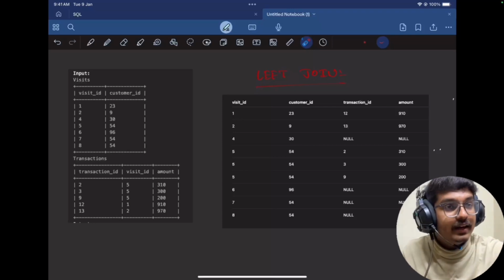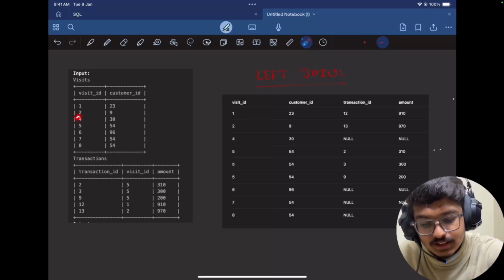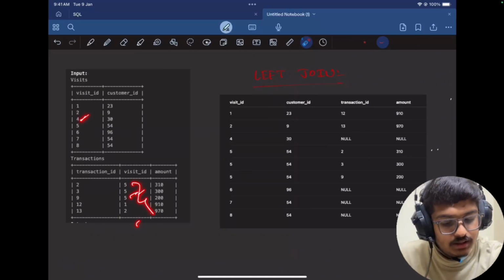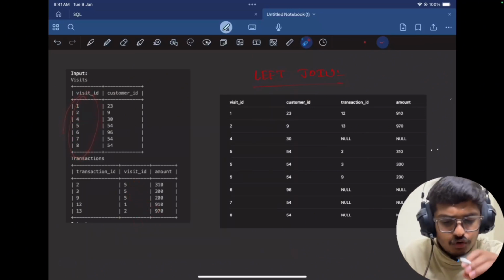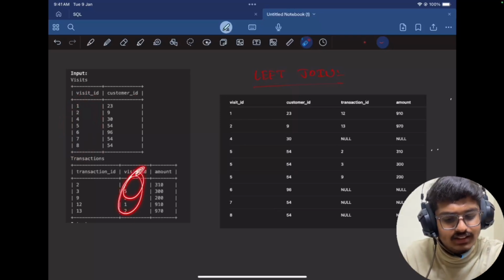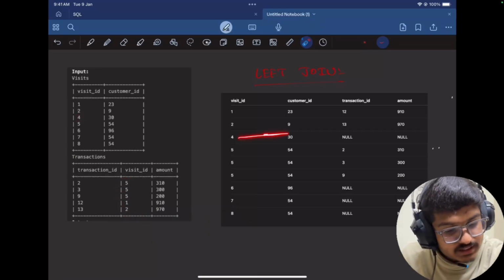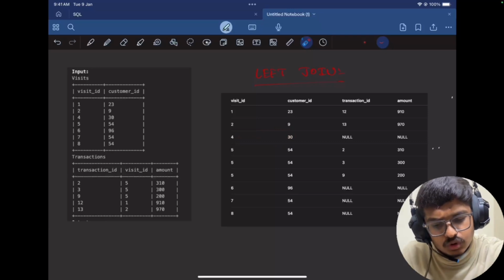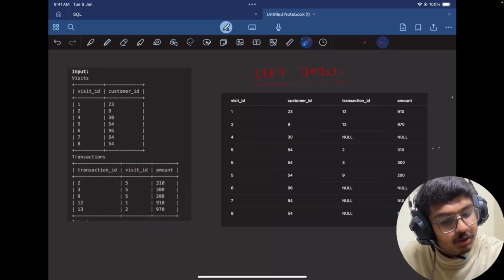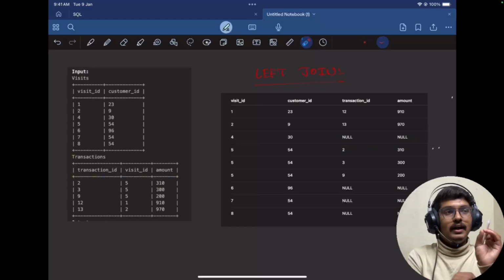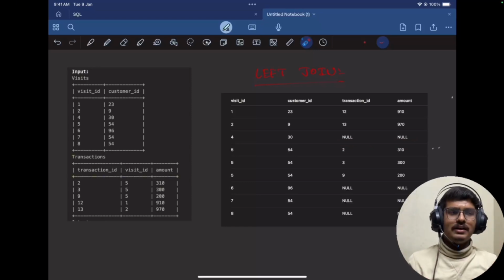What if the entries do not match? Consider the value 4. There is a visit 4 in the visits table, but there is no visit id 4 in the transactions table. So 4 visited, but did not make any transaction. Since 4 is not available on the right, 4 and 30 will be printed as usual because they are in the left table, and the entries from the right table will be null. This is how we build a left join table.